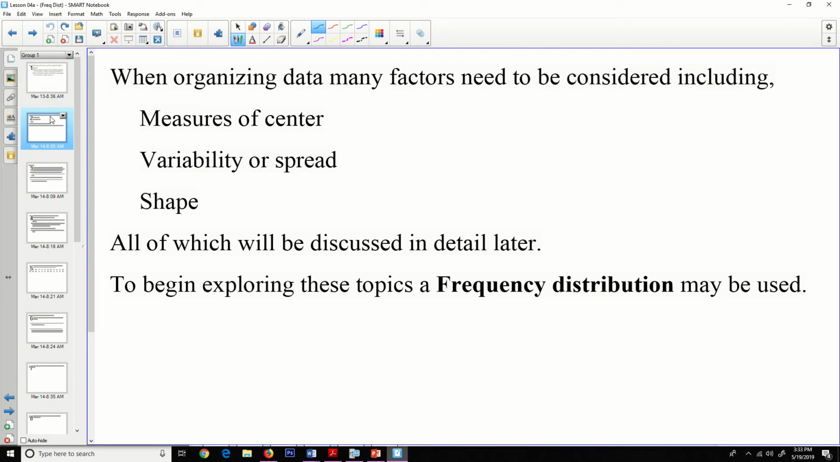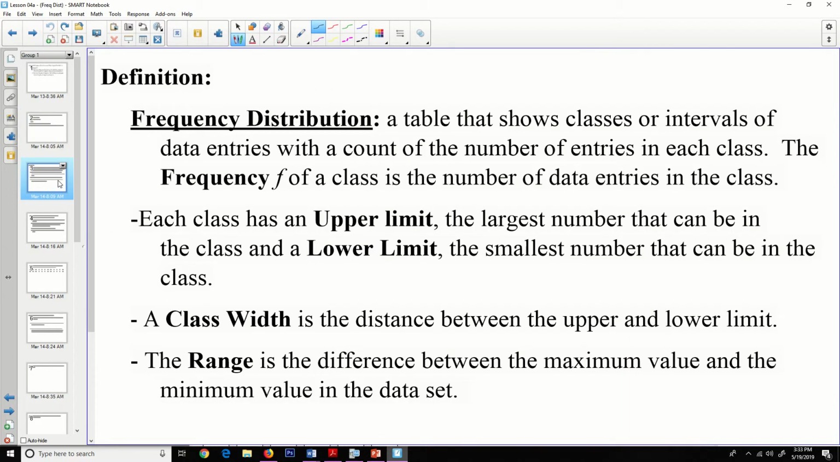When we are organizing data, there are a lot of factors you have to think about: measures of center, variability or spread, and shape. All of those will be discussed later, because what we're starting today is just a frequency distribution, to get a general idea of the shape of where the data is, how it's clustered, and how it's put together.